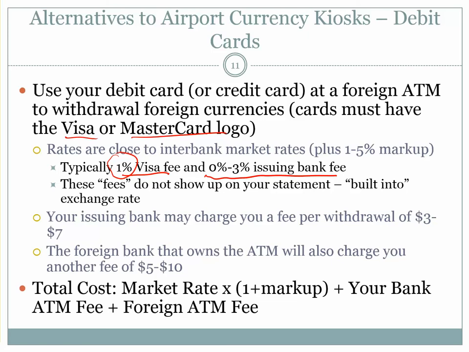So instead of paying, say, 10 or 20 or more percent markup on exchange rates between buying and selling currencies, there might be between 1 and 4% when you add those together. Now, these fees do not show up on your statement. They're just built into the exchange rate when you see what currency it was transacted at. Now, in addition to that, your issuing bank, say your local bank, may charge you, say, $3 to $7 or maybe sometimes more to use the ATM in a foreign office.